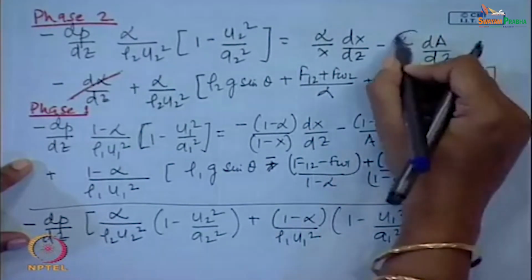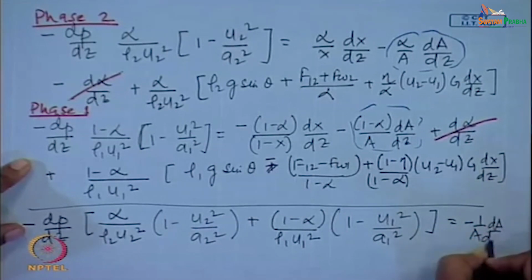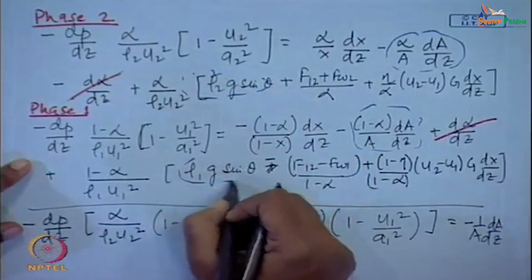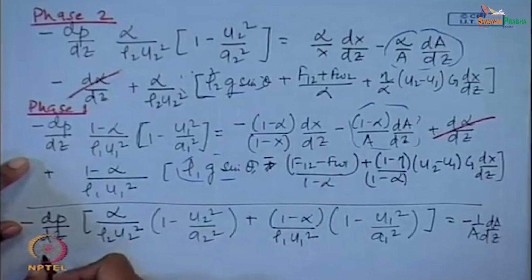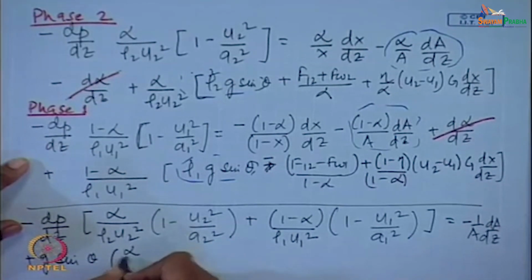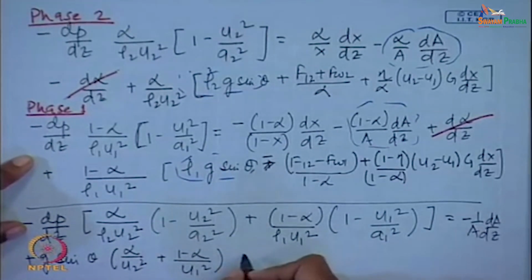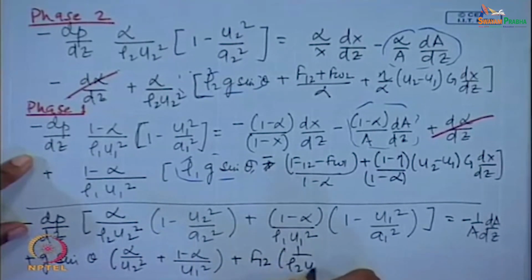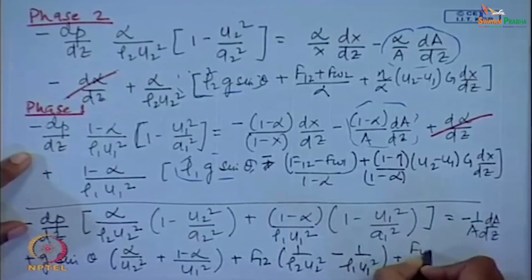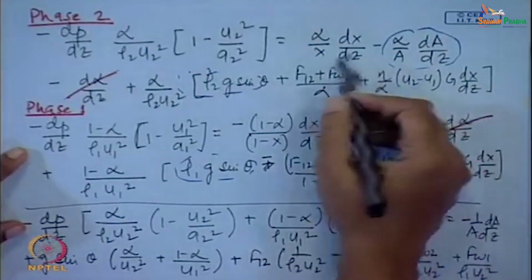Okay. So, by adding up this particular term and this particular term, we get minus 1 by a dA dz, correct. Same thing if you take the rho 2 this particular term, this g sin theta, and if you take this particular term. So, then in that case what do you get? Plus g sin theta you can take as common, and this is alpha by u 2 square plus 1 minus alpha by u 1 square, correct, plus f 1 2 if you take 1 by rho 2 u 2 square minus 1 by rho 1 u 1 square, agreed, plus f w 2 by rho 2 u 2 square plus f w 1 by rho 1 u 1 square plus whatever dx dz terms you have.